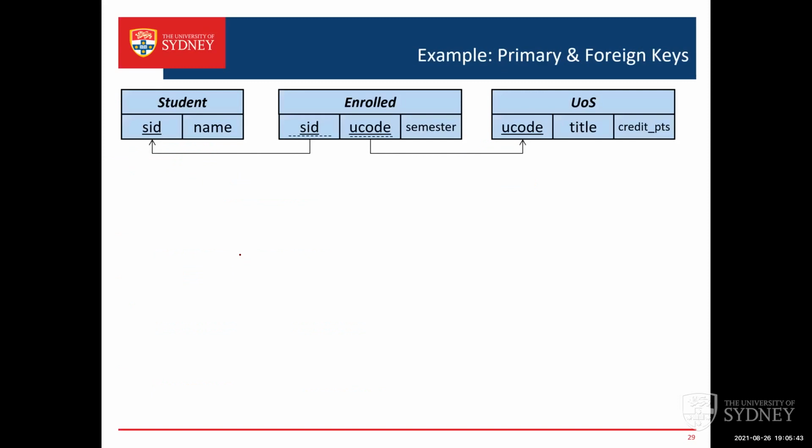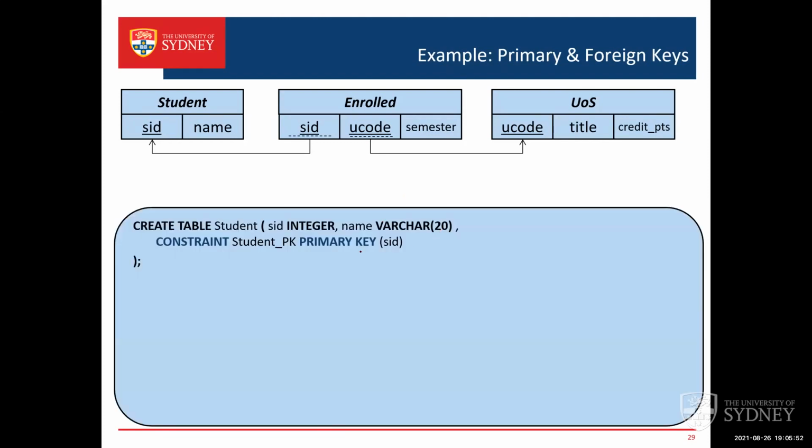Okay, so if I have these three tables now, I want to create everything that we have using this primary key and foreign key. This is how we are going to write it. Create table student, SID integer, name varchar, then one constraint, and then primary key SID.